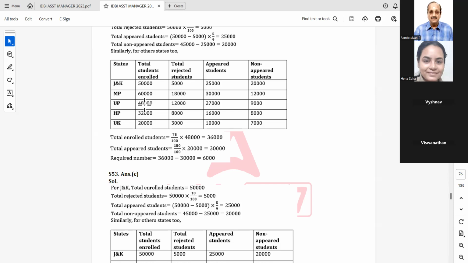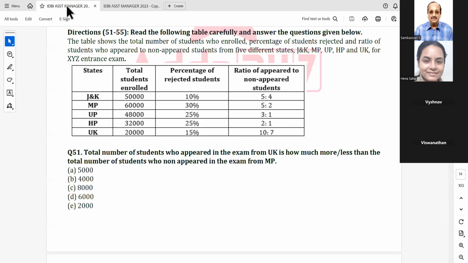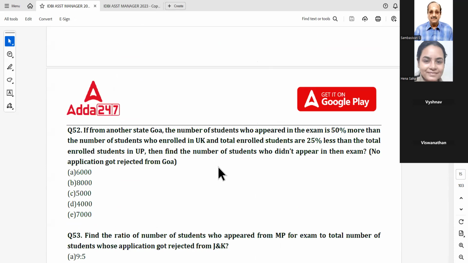Take 48,000. Out of that, 75% is 36,000. Then 20,000. Out of that, 150% is 30,000. Difference is 6,000. That is correct. Now I understand. Good. Now we will go for the next problem, 53.